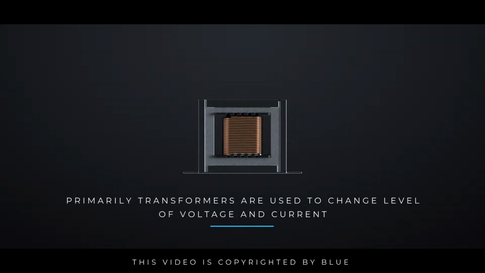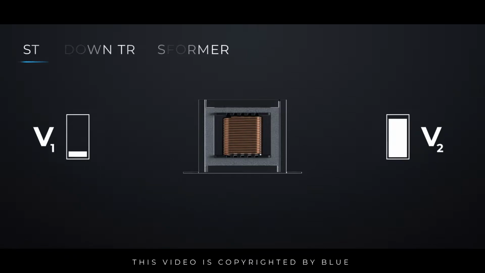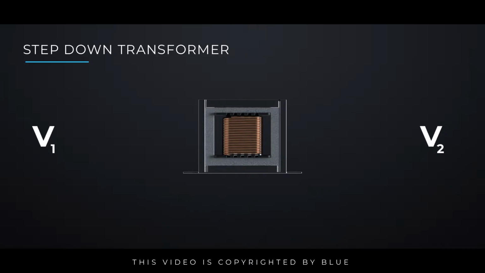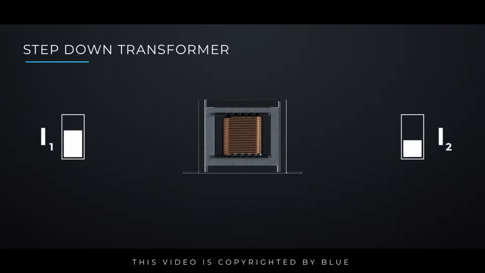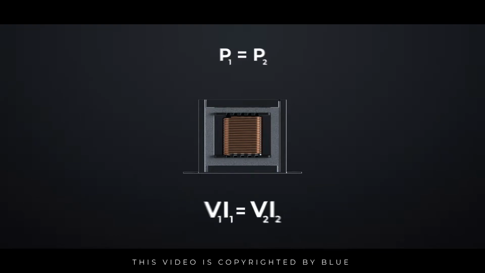Primarily, transformers are used to change the level of voltage and current. In the case of a step-down transformer, the level of voltage is changed from high to low while the magnitude of current increases, because in transformers the input and output power remain the same.